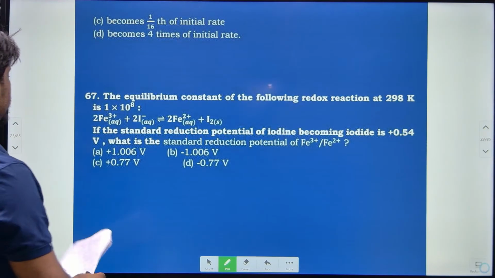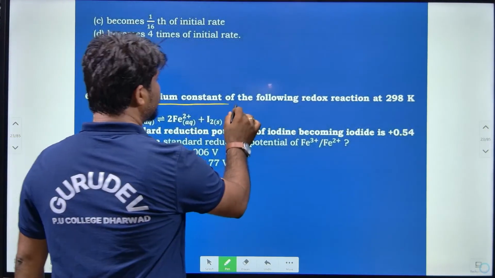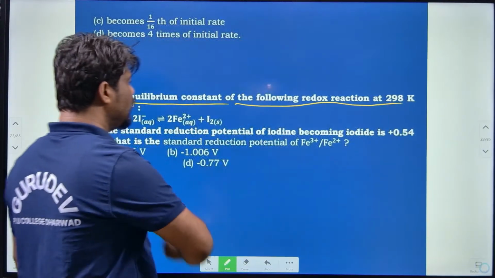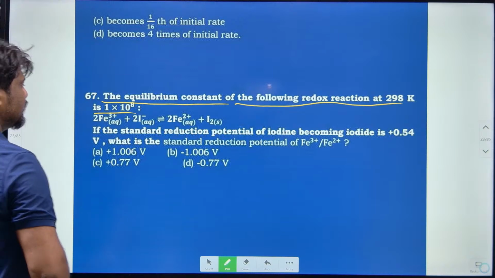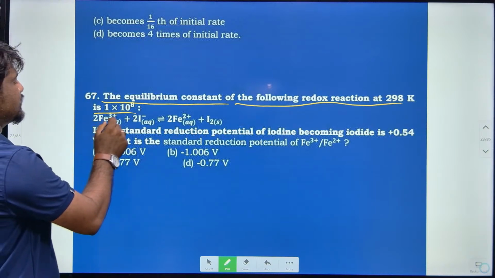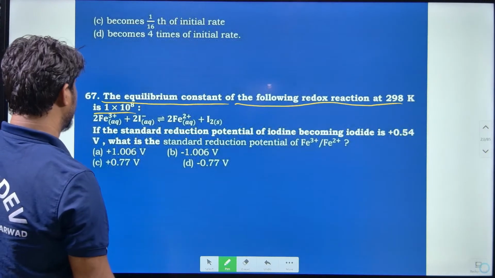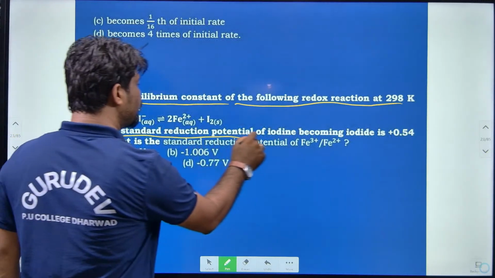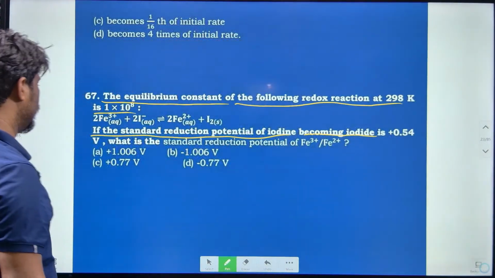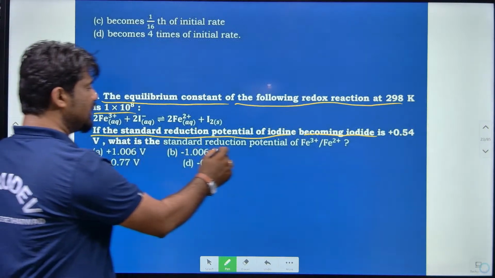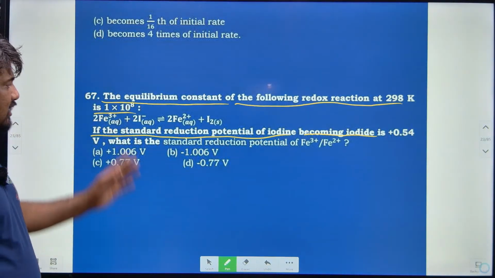Well, let's go to the next question. The equilibrium constant of the following redox reaction at 298 Kelvin is 1 into 10 to the power of 8. The given reaction is Fe3+ plus 2I- in equilibrium with Fe2+ and I2. If the standard reduction potential of iodine to iodide is 0.54 volts, then what is the standard reduction potential of Fe3+ to Fe2+ in this equation?